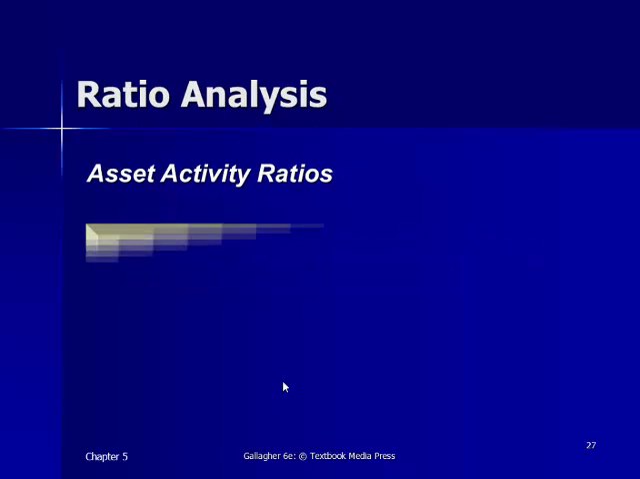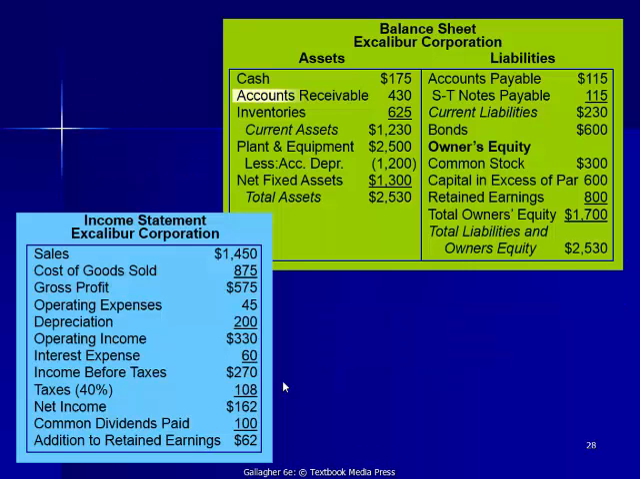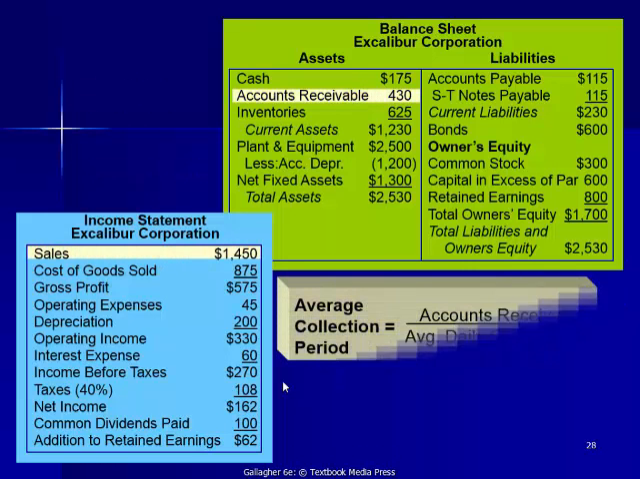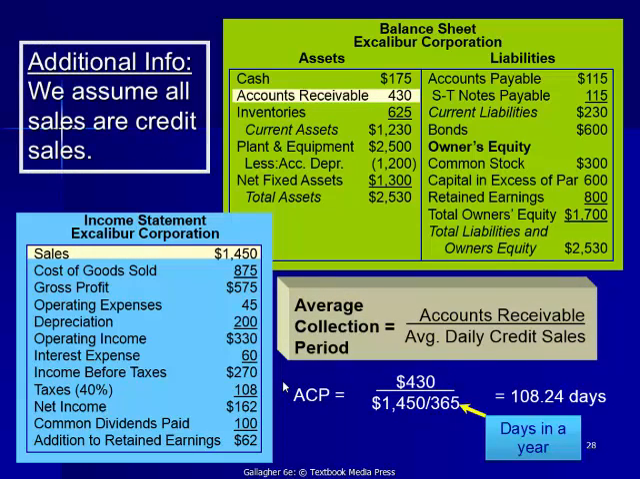Asset activity ratios. Average collection period. Do we have a good credit policy? Are we extending trade credit to customers who are going to pay us back in a timely manner? Here you can see that the average account outstanding gets collected in 108.24 days. That's the number we get when we divide accounts receivable by the average daily credit sales.